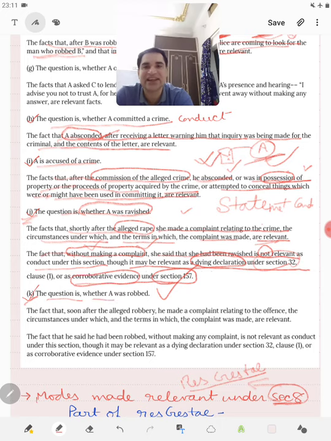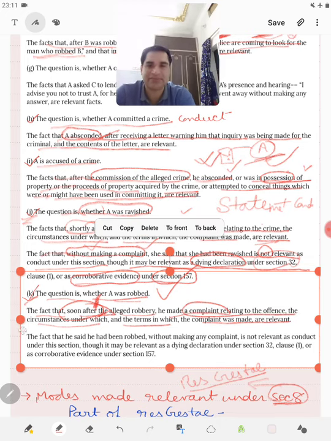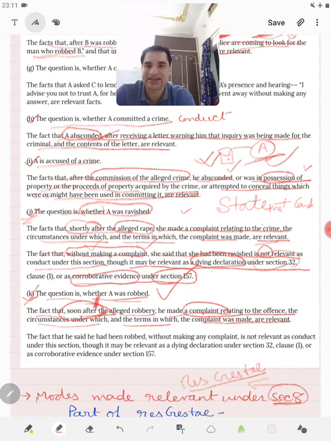The question is whether A was robbed. The fact that soon after the alleged robbery, he made a complaint relating to the offense. See, in both it is shortly after, soon after, so it's not ad infinitum, it's those which are closely connected. The circumstances under which and the terms in which the complaint was made are relevant. So if A is robbed and shortly after he is robbed, he makes a complaint, then that complaint is relevant.